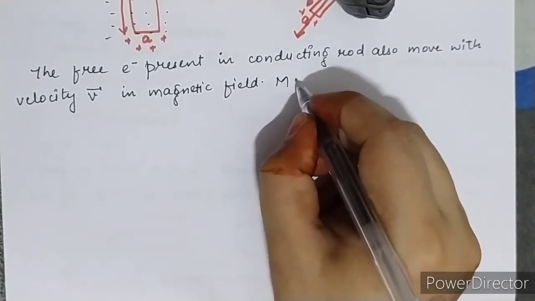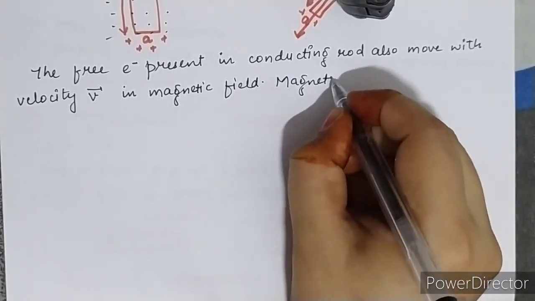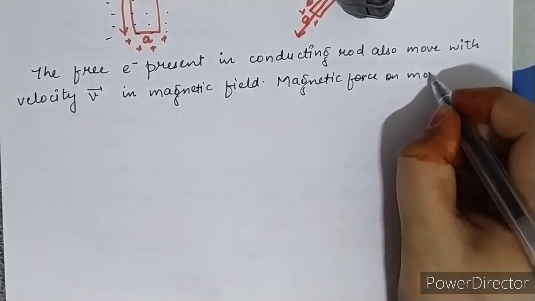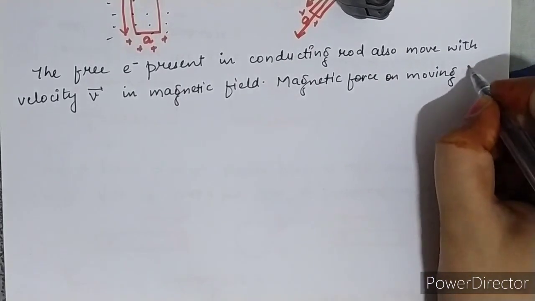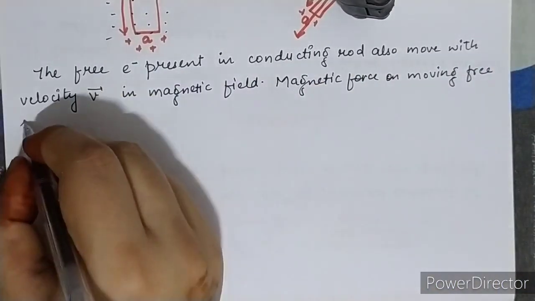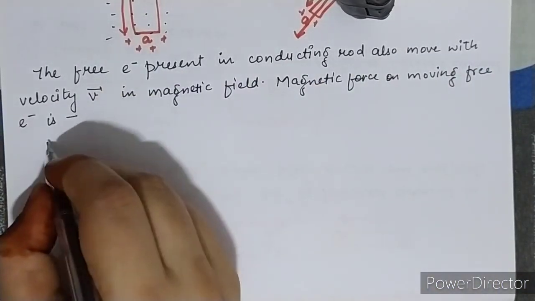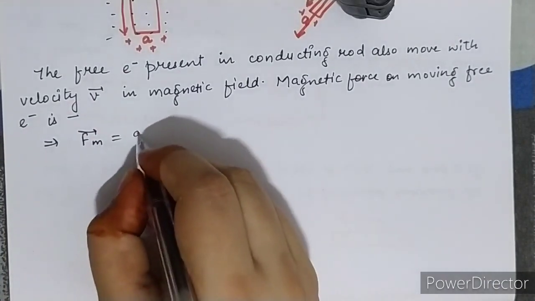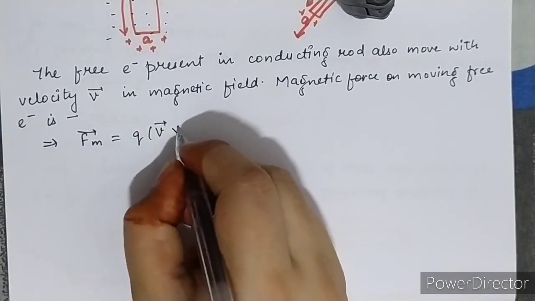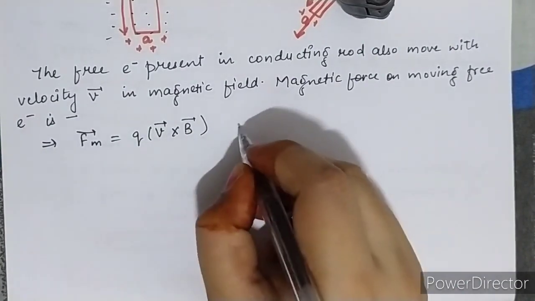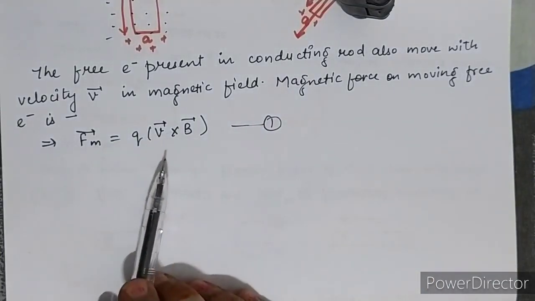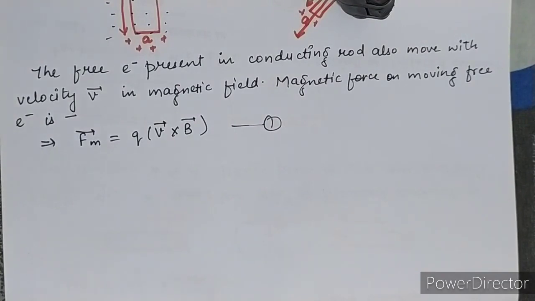The magnetic force on a moving free electron is Fm equals q into v cross B. Equation number 1. Now you know it very well that q is the charge of an electron. So now we are just moving towards our diagram.